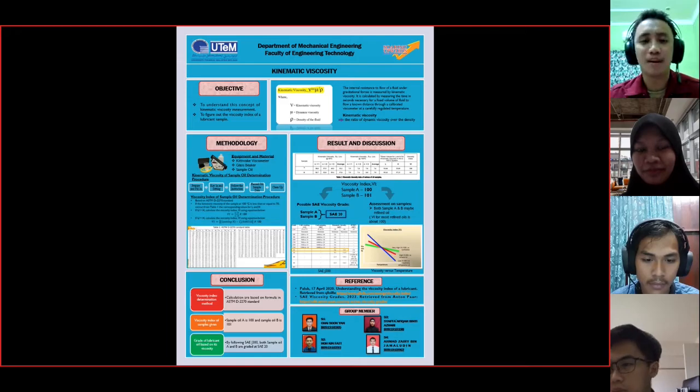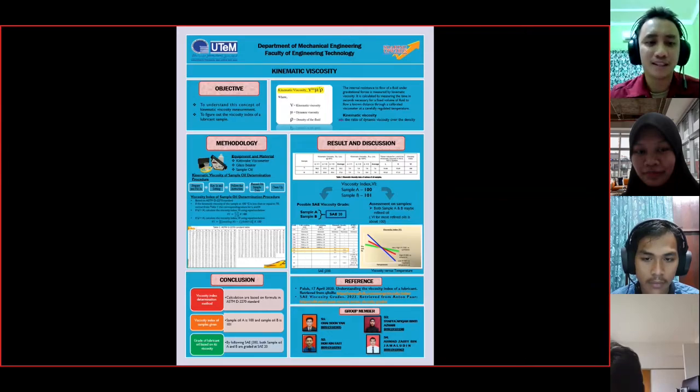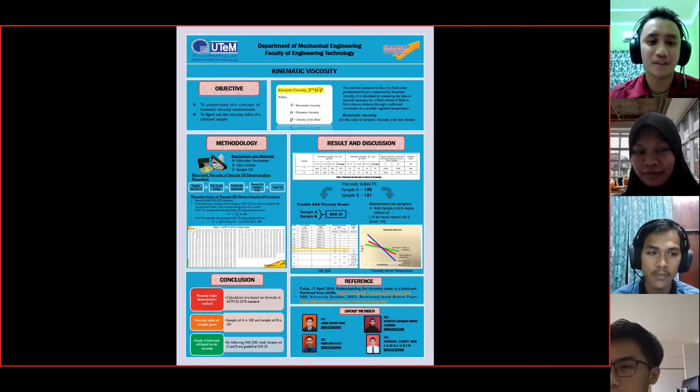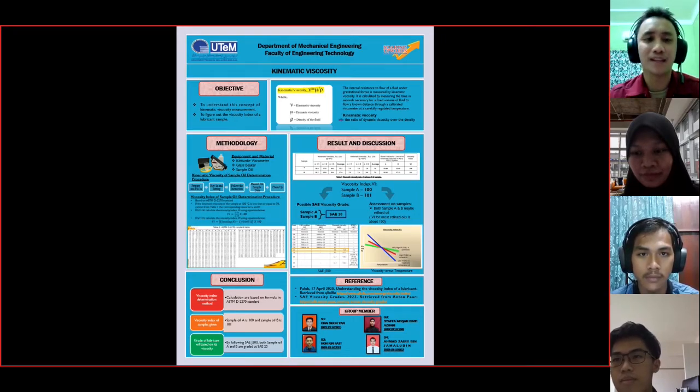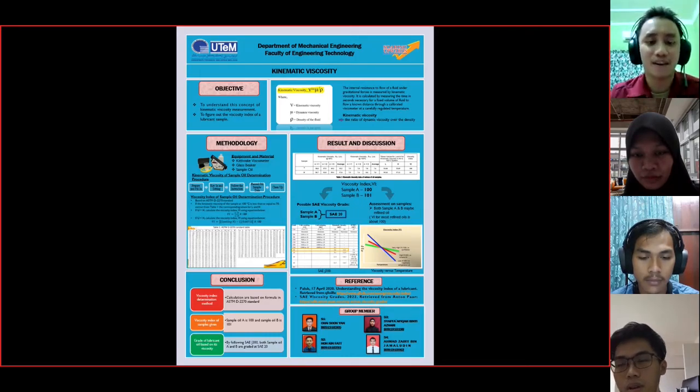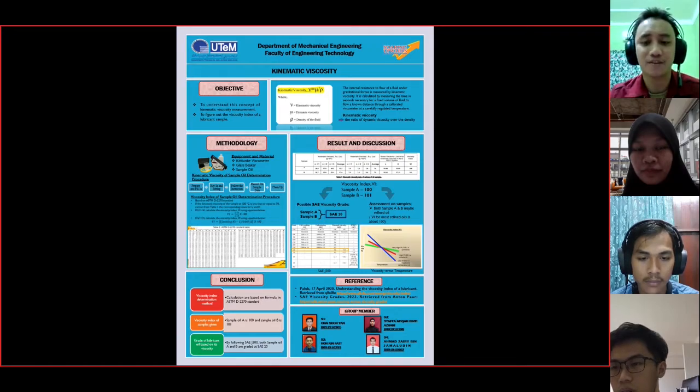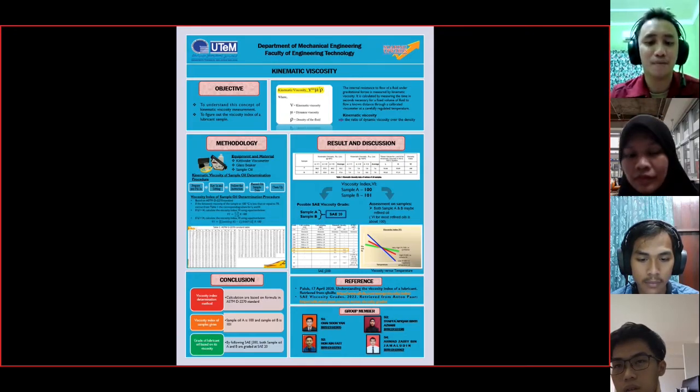Then I will explain the methodology for this kinematic viscosity. You can see in the poster, we already show the procedure for the kinematic viscosity determination of a sample oil. Before we start this lab, we must prepare the equipment and materials, which are the viscometer, glass beaker, and sample oil. After that, we take and hold the viscometer and pull out the sliding plug to make sure the viscometer tube and steel ball are clean, and put them back in.